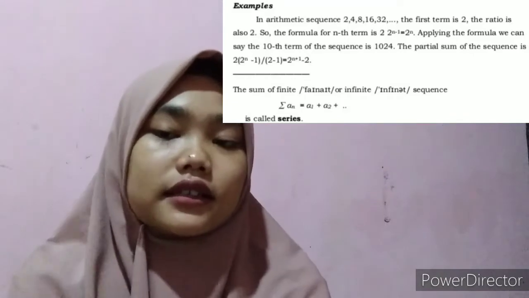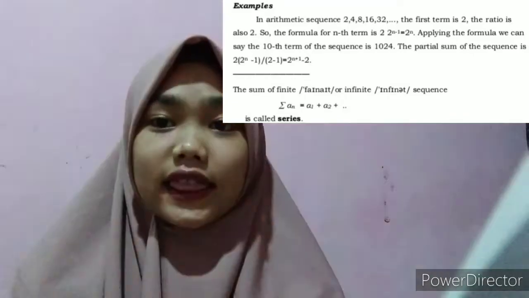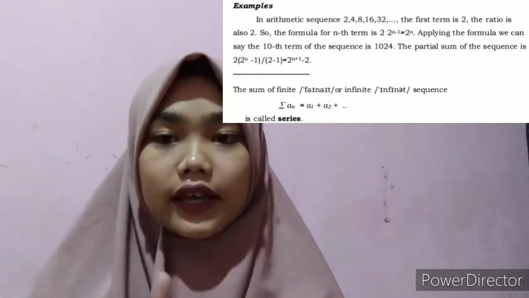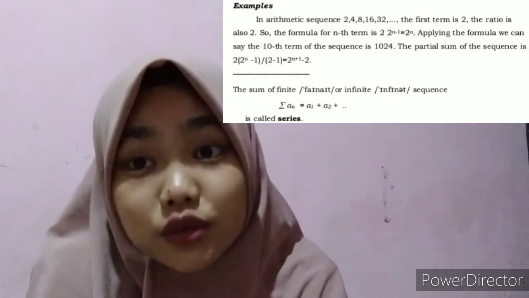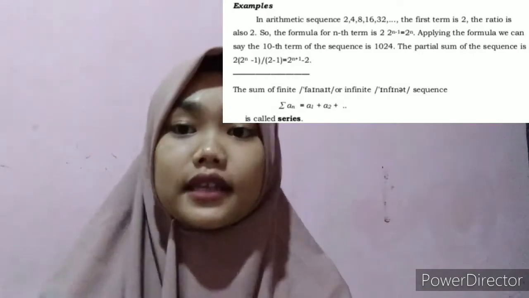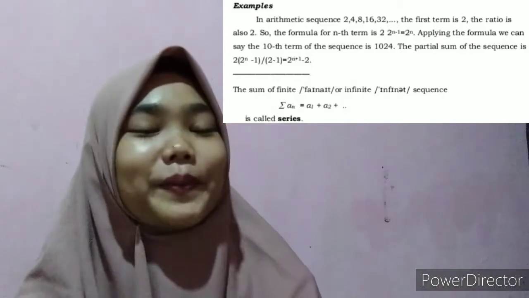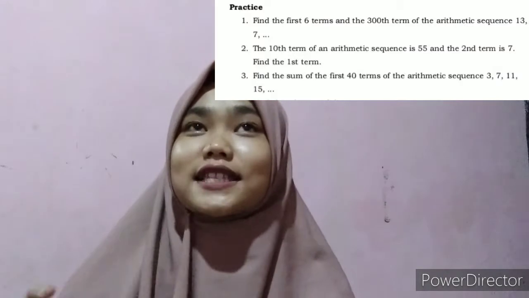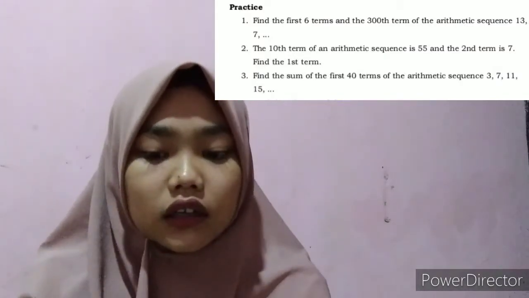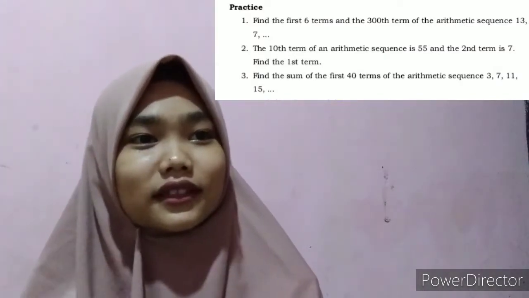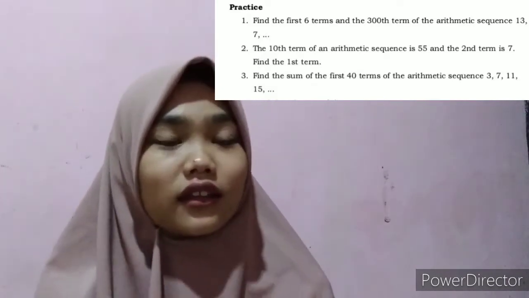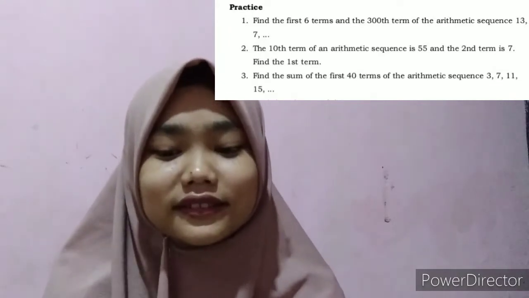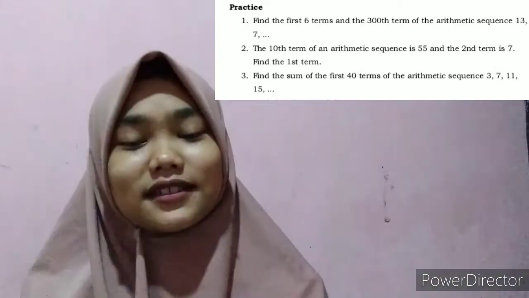Okay, the next is the sum of a finite or infinite sequence. Sigma an is equal to a1 plus a2 plus and so on. It's called a series. Okay, let's practice. Number 1. Could you try? Number 1, yes, student. All students, right? Okay, number 1, yes.